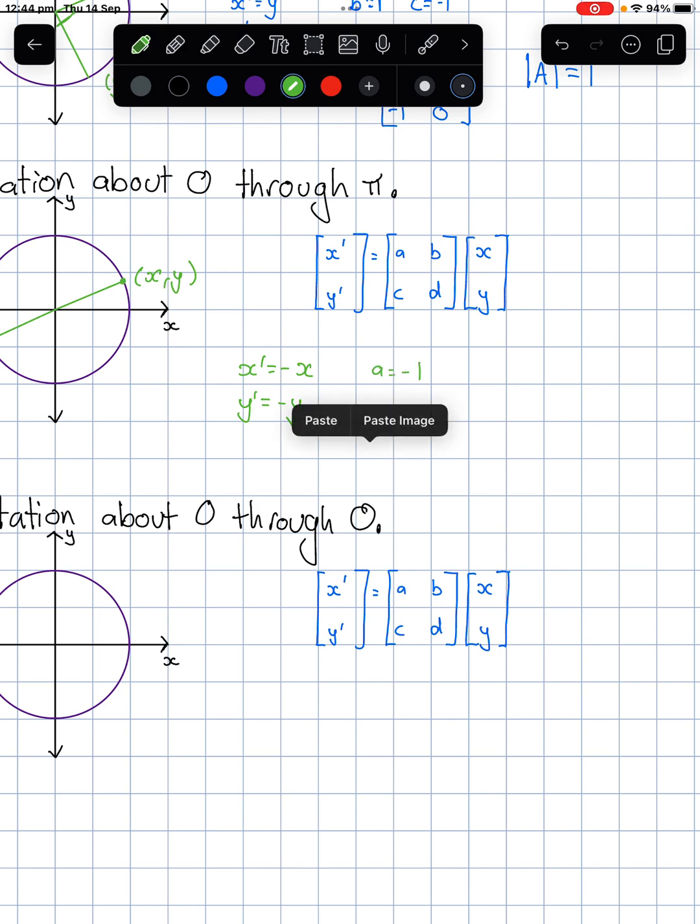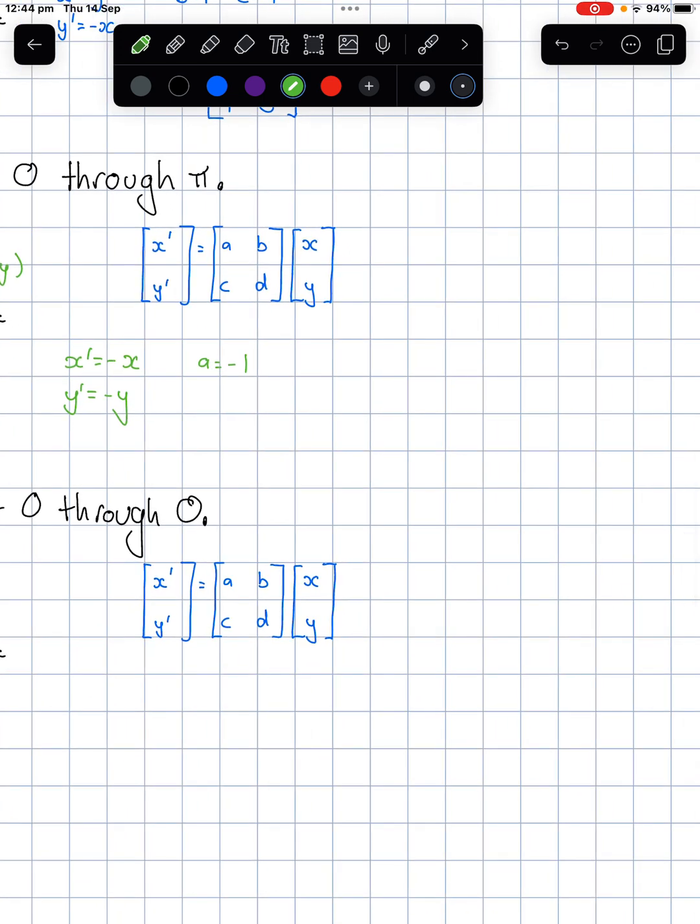B would have to equal 0. I won't bother writing that in. And C would also equal 0. D would equal -1. So then we've got this one.